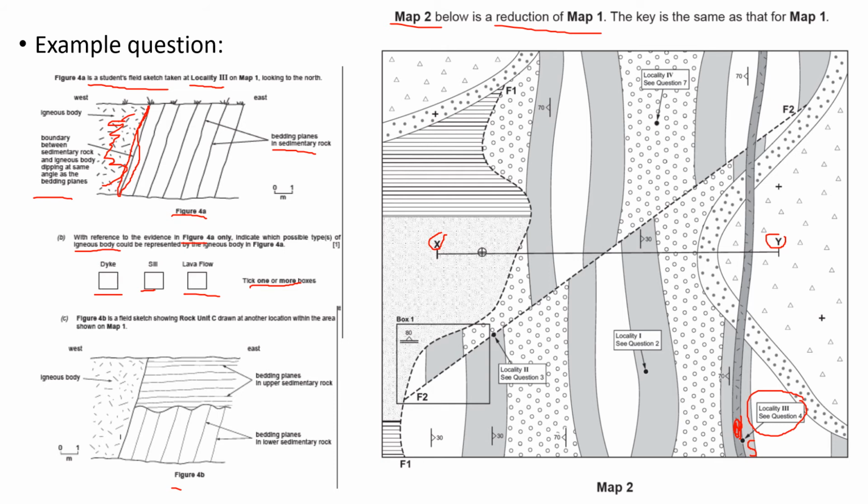Figure 4b is a field sketch, so the one below, and it shows rock unit C drawn at another location within the area shown on map 1. So what we need to be identifying is where this location was drawn, and that's all about orientating yourself and working it out. There's a big difference between the two, and that's this wavy line here, and the beds above. So clearly something is happening in here. There's some sort of unconformity, isn't there? There's a period of erosion. So we'll have a look at the question associated with that on the next slide.